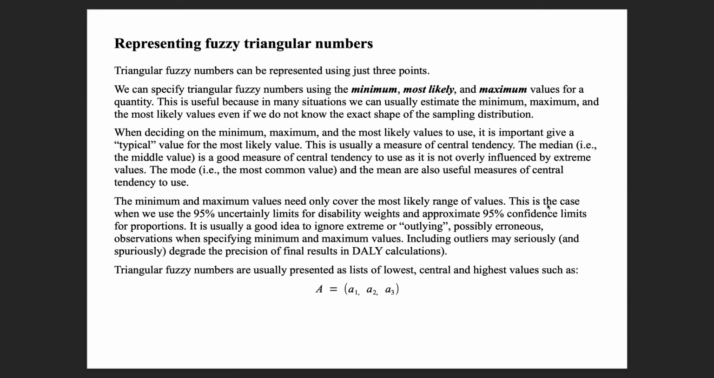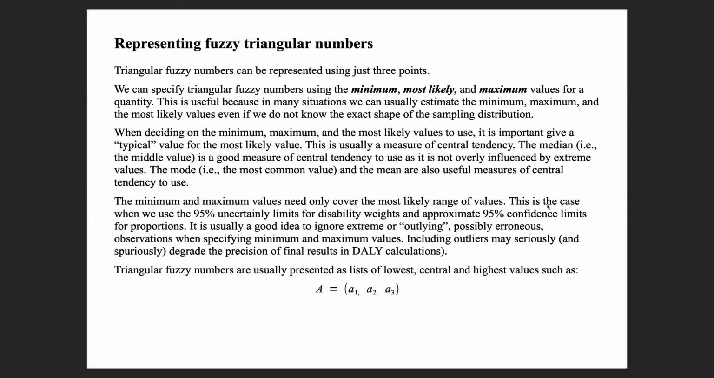For the minimum and maximum, we can choose the most likely values to use. It's important to use typical values for the most likely value. This is usually a measure of the central tendency. So the median, the middle value, is a good measure of central tendency to use, as it is not overly influenced by extreme values. The mode, the most common value, and the mean are also useful measures of central tendency to use. You'll find that you might use one for one particular calculation and another for another.